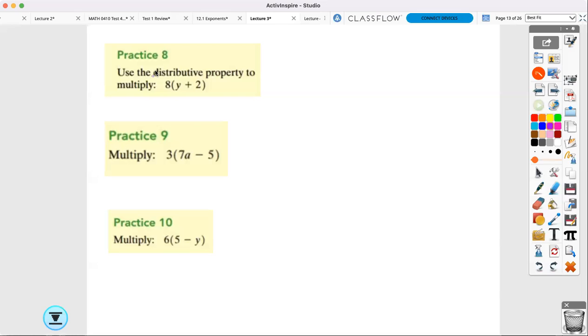So remember, when we distribute the 8, what operation do we do when we distribute, class? What's gonna happen to the 8 in the y and the 8 in the 2? Are we gonna multiply, add, subtract, or divide? Multiply. We're gonna multiply. 8 times y is 8y, and 8 times 2 is what? 16. So make sure you understand that when we distribute, we're multiplying all the way through.